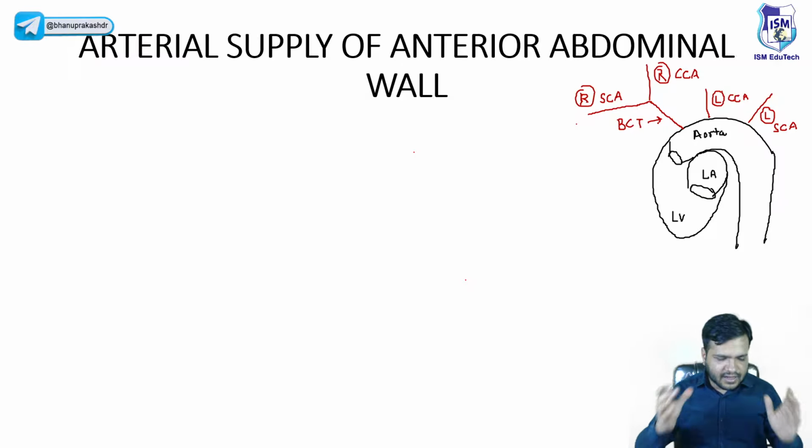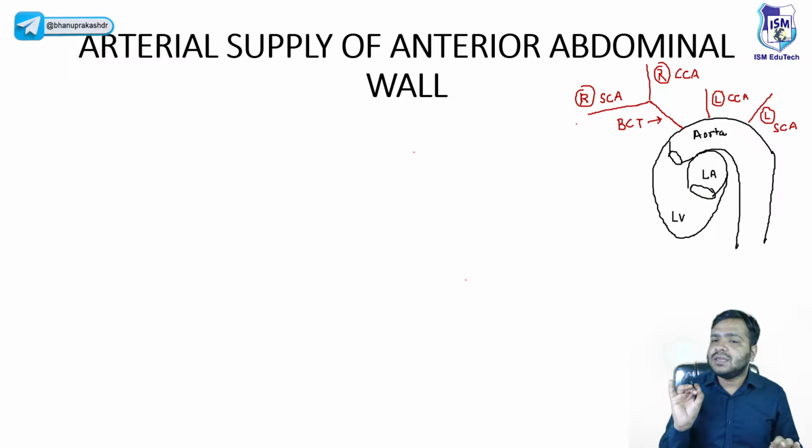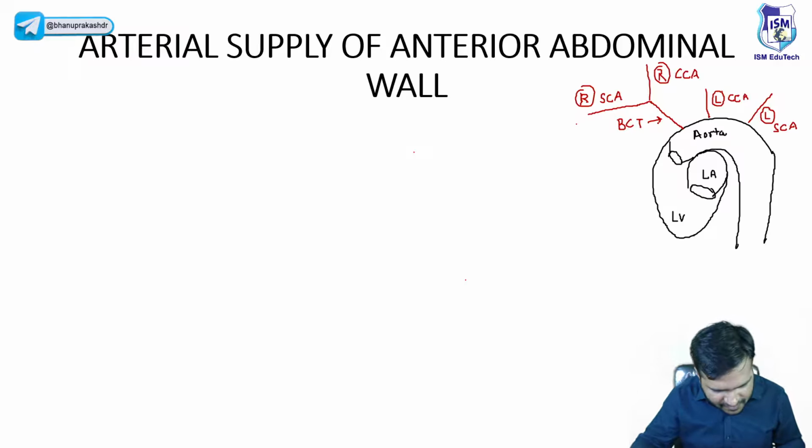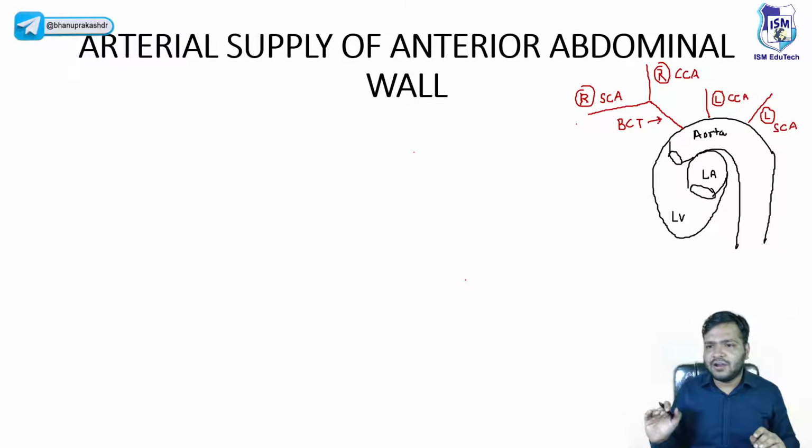So what is the difference, guys? What is the difference? आपको ये पता होना चाहिए कि right subclavian artery, it is not a direct branch of aorta. It is coming from the brachiocephalic trunk. If I compare it with the left subclavian artery, it is a direct branch of arch of aorta.